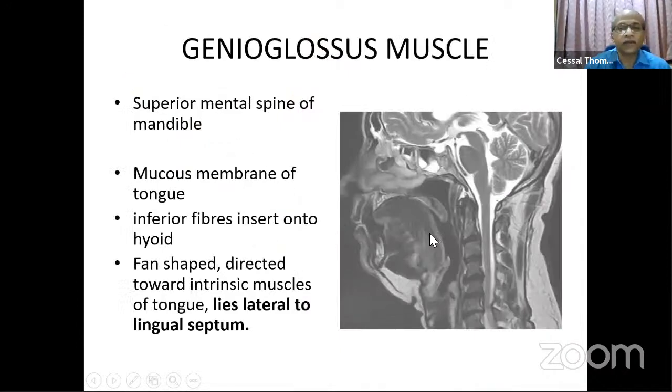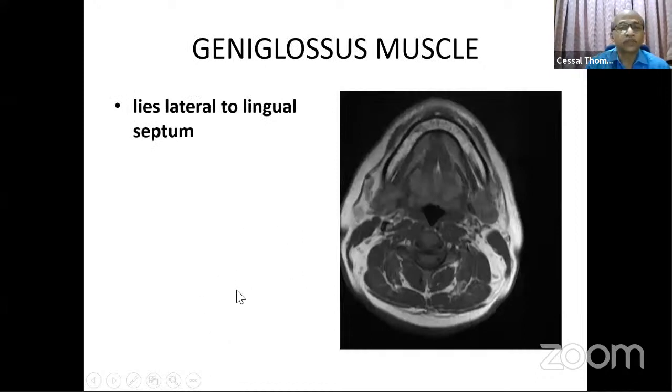And in MR you can see the genioglossus. So this is the genioglossus. You can see the fibers from the genial tubercle from inside the symphysis menti, and it is fan shaped, directed towards the intrinsic muscles of the tongue. And just note this point: it lies lateral to the lingual septum. So what is the lingual septum?